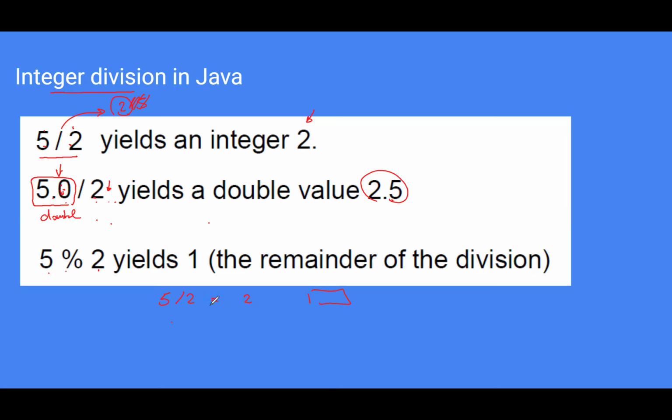What is the remainder? If I take 2 multiplied by 2, it will give me 4. If I want to know the remainder, it is actually 5 minus 4, which gives me 1. So that's why when you say 5 modulus 2, you will see that the remainder is actually 1.